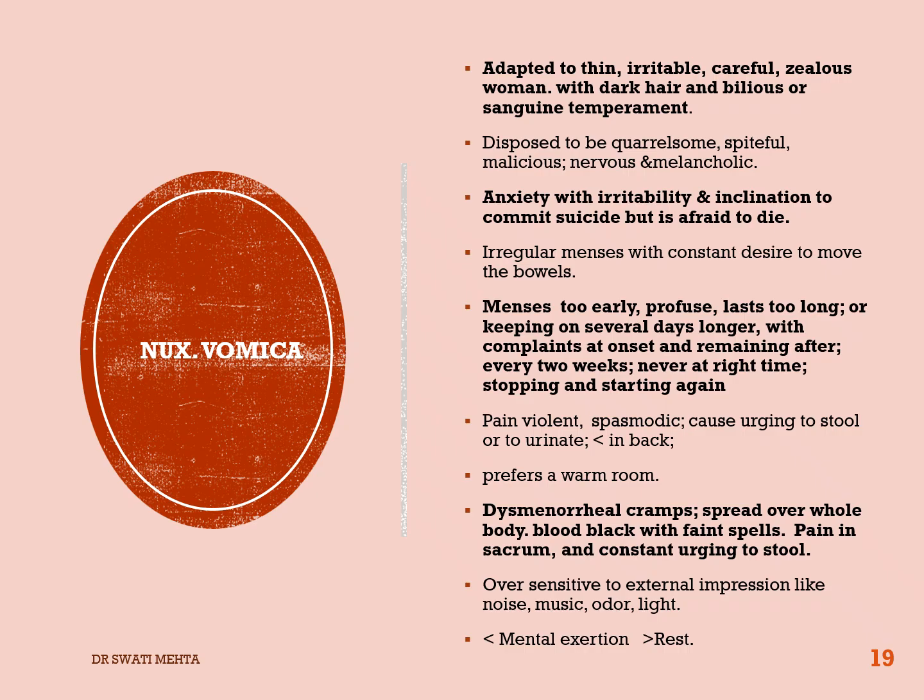Nux vomica is indicated in irritable, ambitious, oversensitive, zealous woman who is highly civilized. The patient is easily angered, impatient, and intolerant of contradiction. Menstruation is often irregular, early, profuse, and accompanied by violent spasmodic pain. So in dysmenorrhea, there are cramps spread over the whole body. The blood is dark or black with fainting spells. So the patient may faint because of the severe pain. Pain in the sacrum and constant urging to stool.